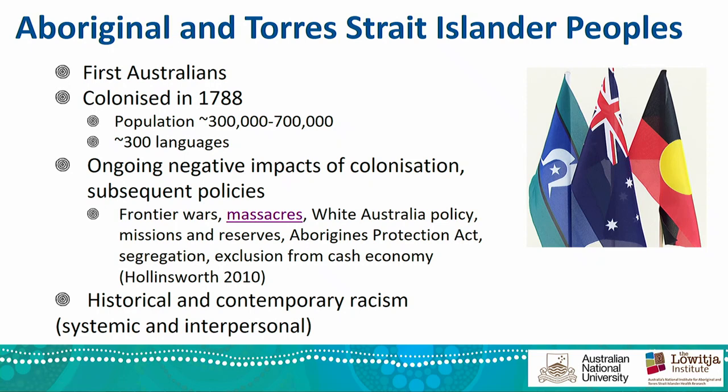Of course, then we've got the White Australia policy, missions and reserves. So people might know about missions and reserves. So often what happened, so the massacres were due to the expansion of pastoralists and free settlers.